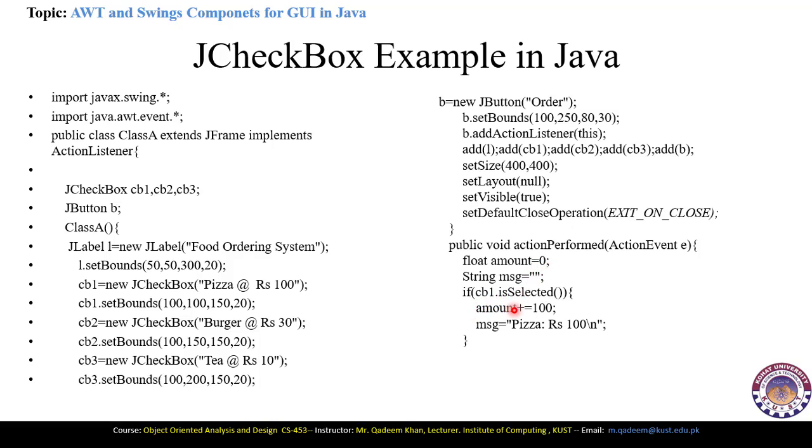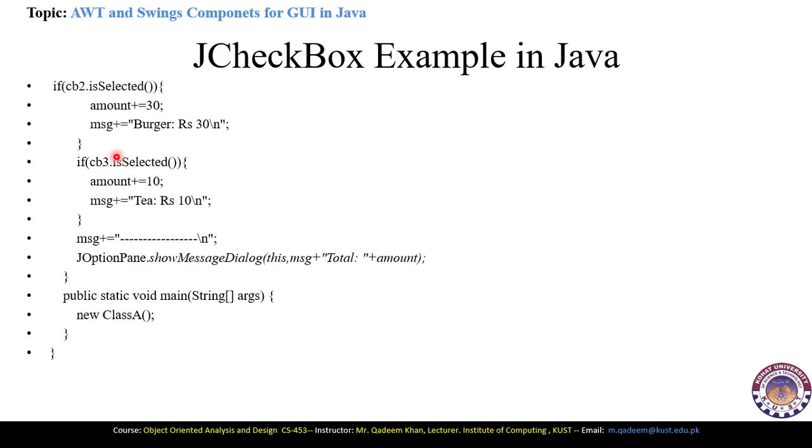If the first checkbox is checked, then amount plus is equal to 100. So 100 will be added to the 0, and the value of the amount will be changed to 100. And then the string will be "Pizza rupees 100" followed by \n for a new line. So this defines the string here.